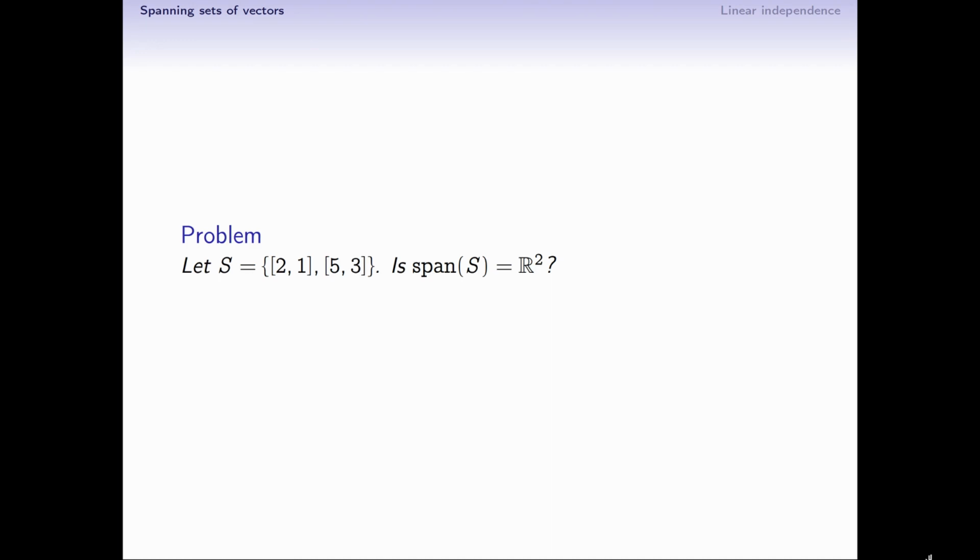Let's look at this problem together. So let S be this collection of two vectors in R2. The question before us is this: is the span of S all of R2? In other words, can I combine these two vectors to produce any vector in R2? Let's head over to the document camera and look at the solution to this problem.